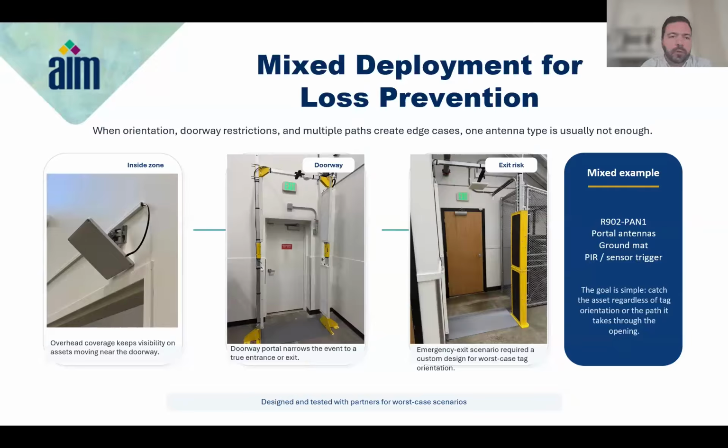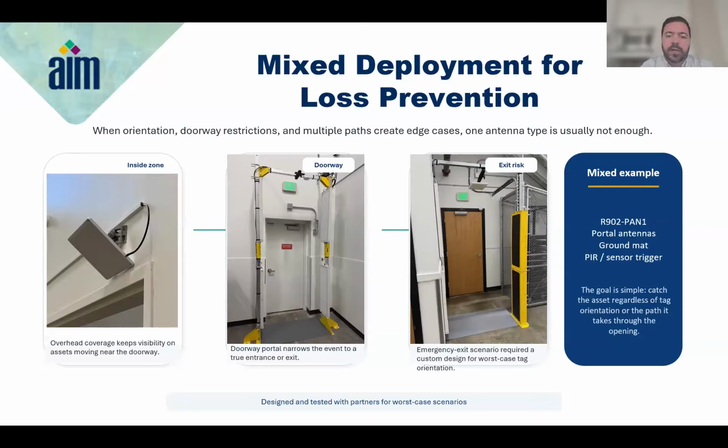So on the far left, what you're looking at is a 10 by 10 patch antenna. It's giving us overhead coverage of really anything moving near the doorway. And then we get into a bit more customized solutions. So I want to run through each one of these. If you look at the center picture, that is actually a freestanding arch kit that we provide. And that gives us the ability to create a choke point before an exit. If you look at that, you're actually going to see four multilinear portal antennas being used to try to pick up any tags.